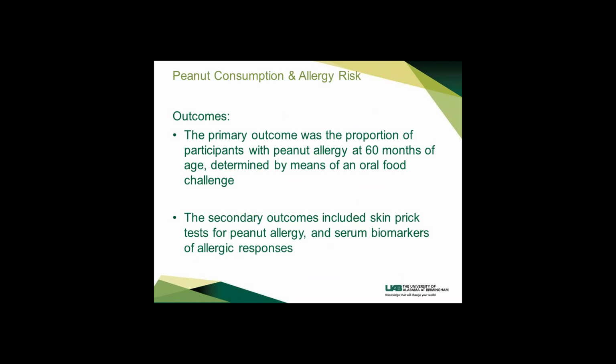Okay, so as we're all probably aware, no single study collects just one outcome. So in this study, we talked about the primary outcome was the proportion of participants with peanut allergy at 60 months determined by means of an oral food challenge. So they fed them peanut butter to see if they had a reaction. But there were several secondary outcomes, including skin prick tests for peanut allergies and serum biomarkers of the allergic response. So you're looking at like histamines and histamine blockers and that sort of thing.